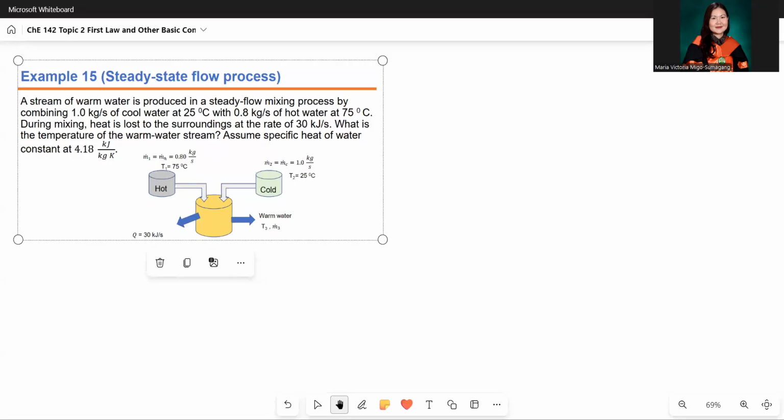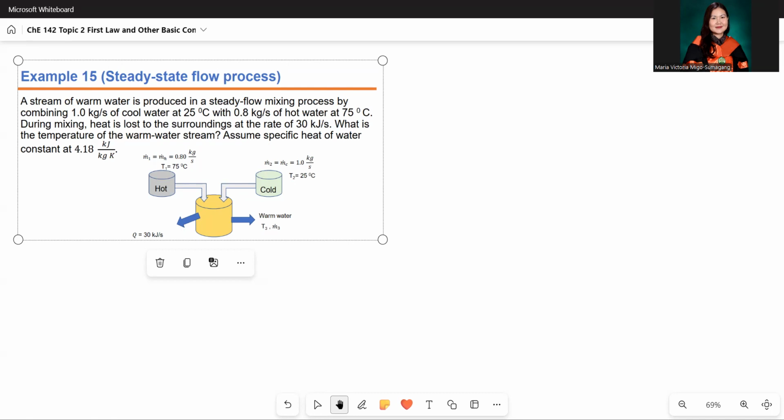Good day, everyone. So now we will solve this problem, example 15, under topic 2. We are solving open system problems.